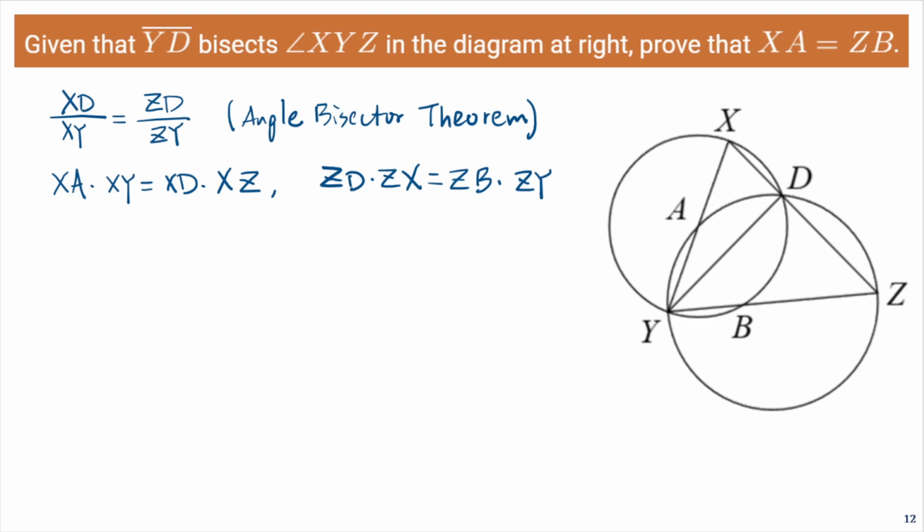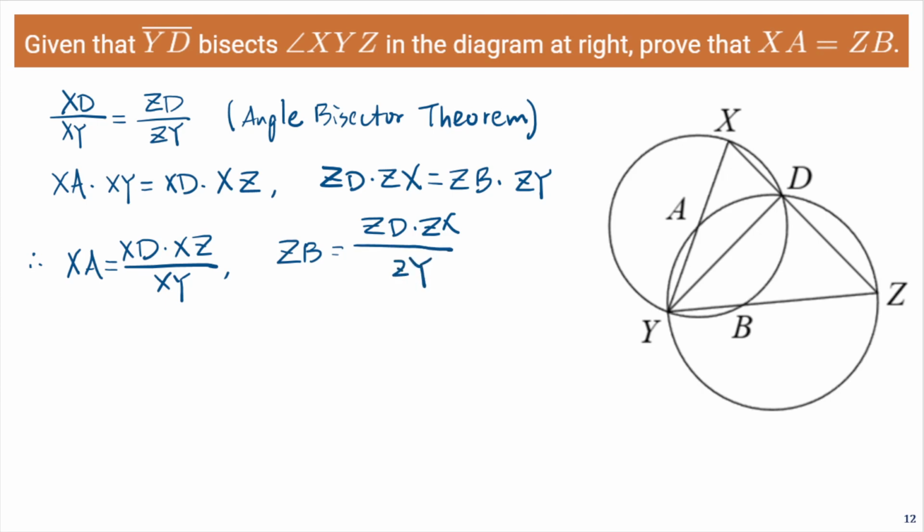Seeing some common terms in these two, along with terms from our angle bisector theorem equation, we know we are on the right track. So we solve these two equations for XA and ZB, and then we have XA equals XD times XZ over XY, and ZB equals ZD times ZX over ZY. We need only show these two expressions are equal. We have XZ in common, and we already know XD over XY equals ZD over ZY from our angle bisector theorem.